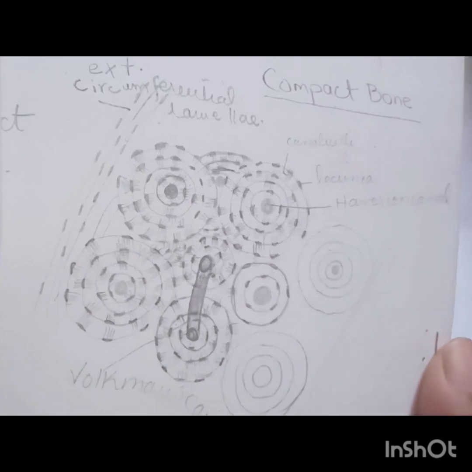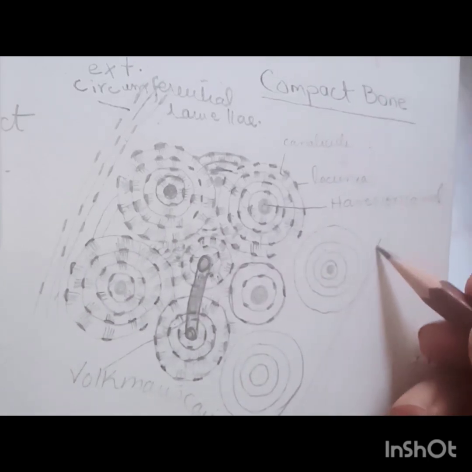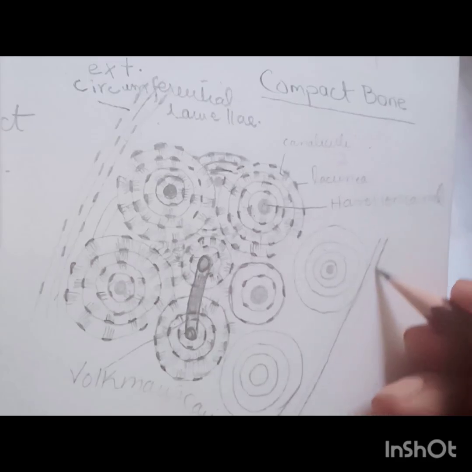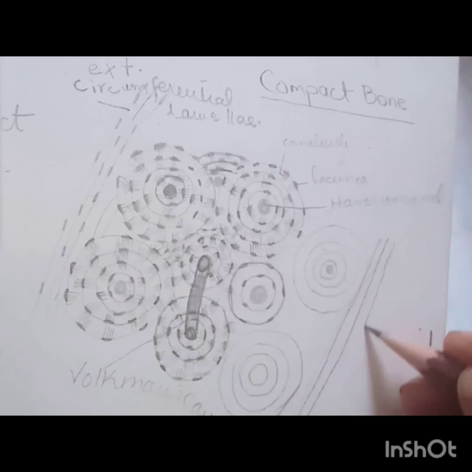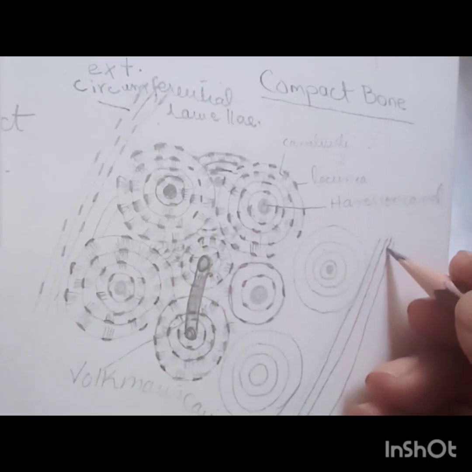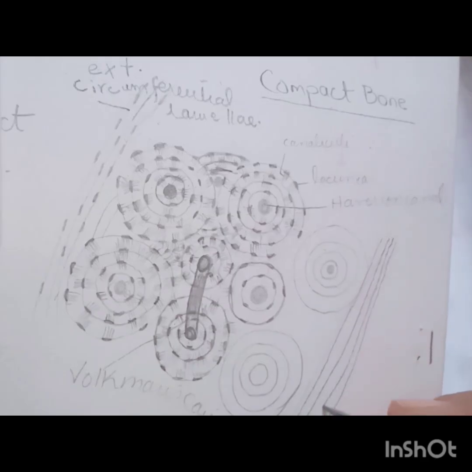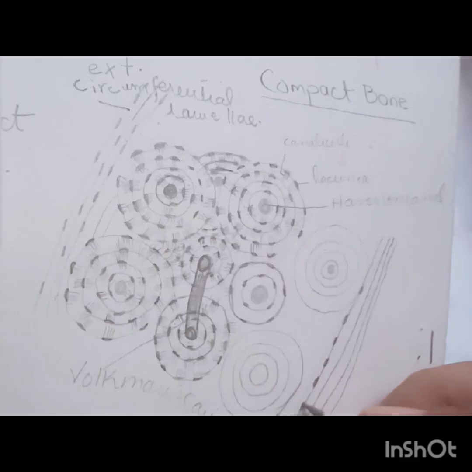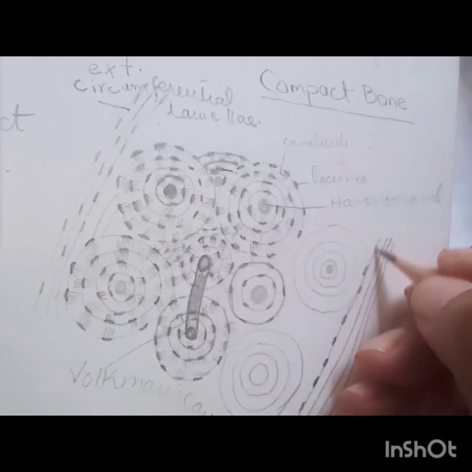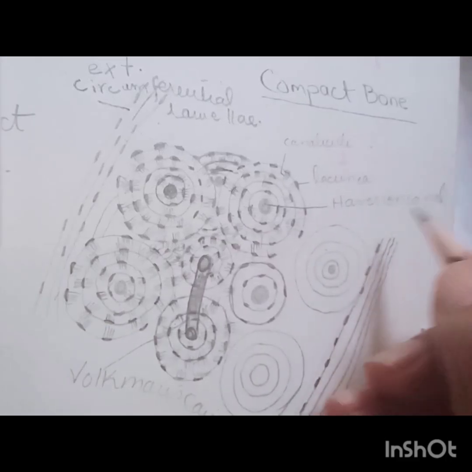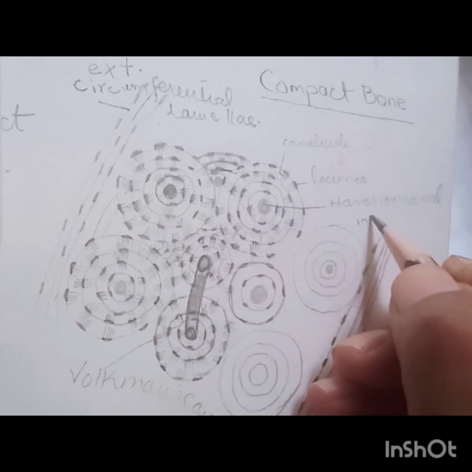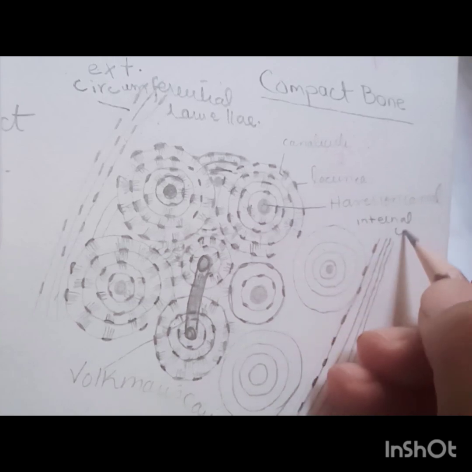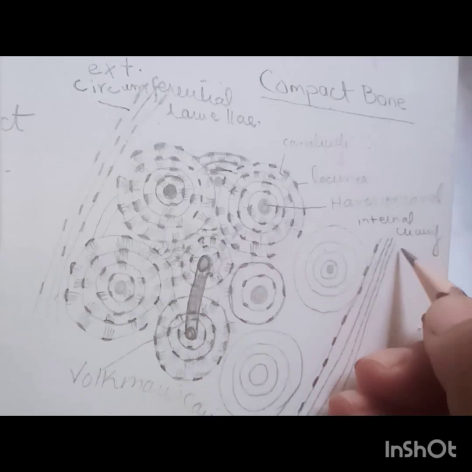When you reach the inner aspect of the cortex of the long bone, you would again see the circumferential lamellae, which will be longitudinal in structure, and they will again have lacunae on them. But as they will be guarding the medullary cavity, they will be termed the internal circumferential lamellae.